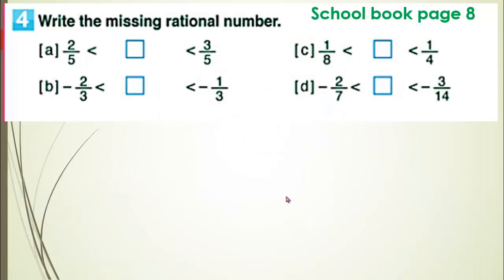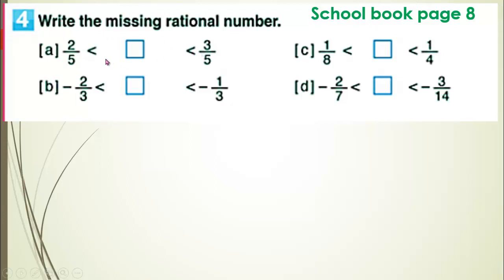I would like you now please to open your school book, page 8, write today's date beside question number 4 and write classwork. Write the missing rational number. He wants me to write the missing rational number between each two given rational numbers. So in example A, I have 2 over 5 and 3 over 5. In those two rational numbers, I have the same denominator, which is 5. But still, there are no numbers included between 2 and 3.